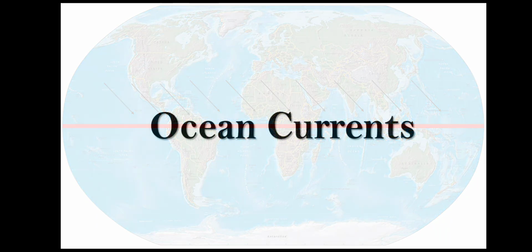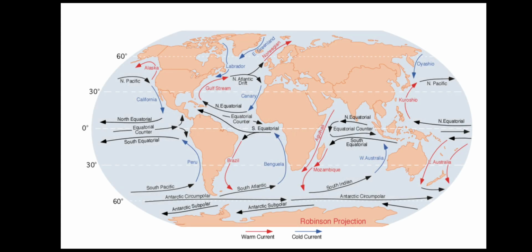Next is ocean currents. Oceans have both warm and cold currents. These currents affect the climate of the coastal areas.